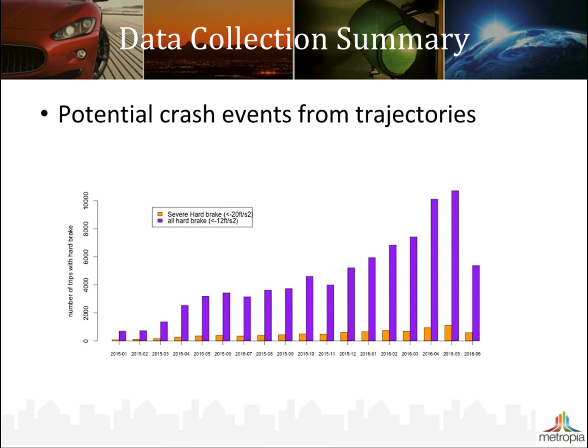This figure shows the number of trips with hard brakes in each month from January 2015 to June 15, 2016. The orange bars are the number of trips with severe hard brakes, which is the deceleration rate greater than 20 feet per second squared. Overall, there are more than 8,700 trips detected with severe hard brakes since January 2015, accounting for about 2.8% of the total trips during this period. In addition, more than 82,000 trips were identified with hard brake deceleration rates greater than 12 feet per second squared, which accounts for about 26.7% of the total trips.